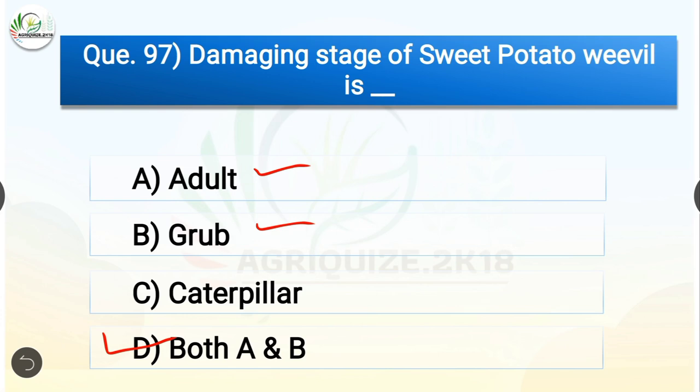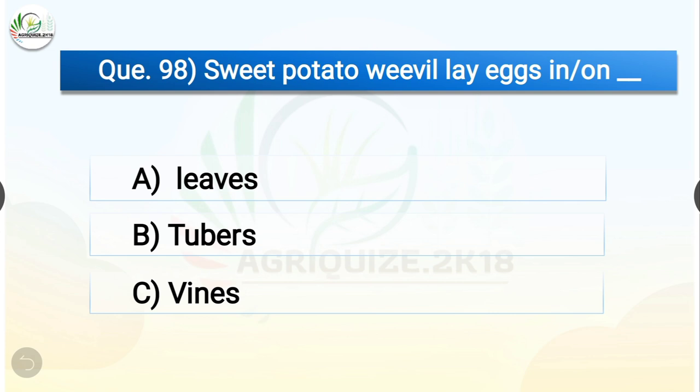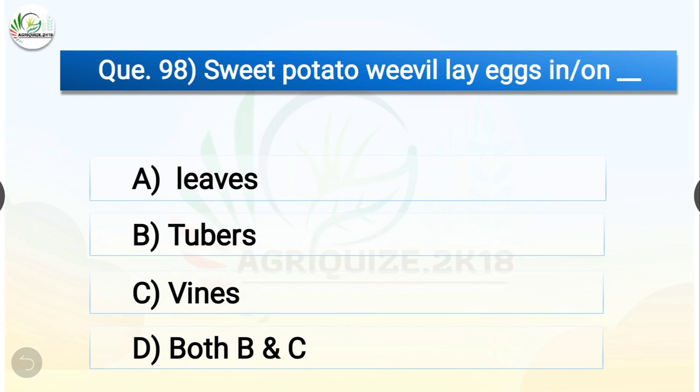Question number 98. Sweet potato weevil lays eggs in or on dash. The options are leaves, tubers, vine, or both B and C. The correct answer is option D, both B and C. So sweet potato weevil lays eggs on tubers and vines. The grub pupates inside the larval burrow in vine or tuber. Weevil emerges after 7 to 10 days. Total life history takes about 4 to 6 weeks.